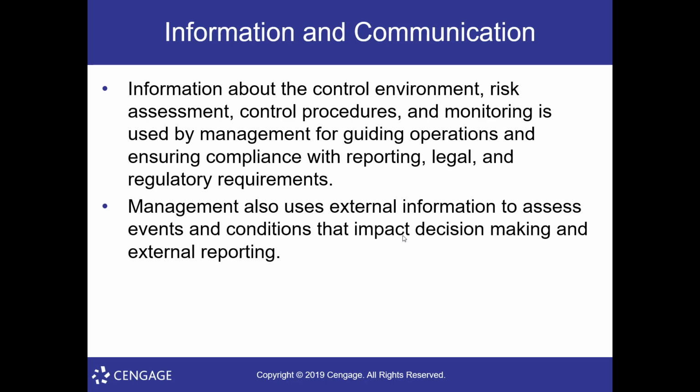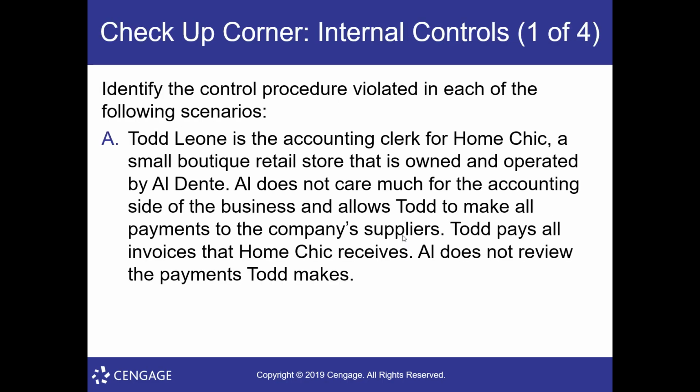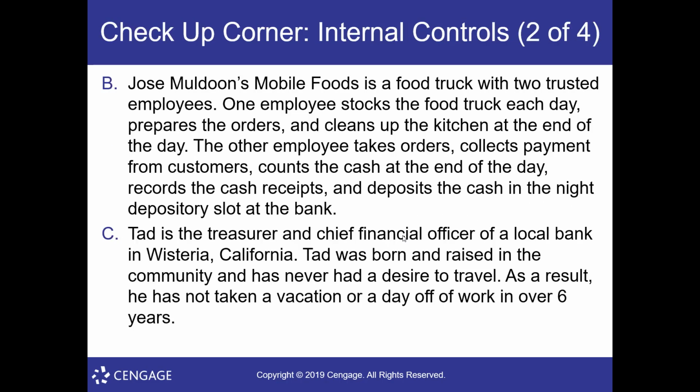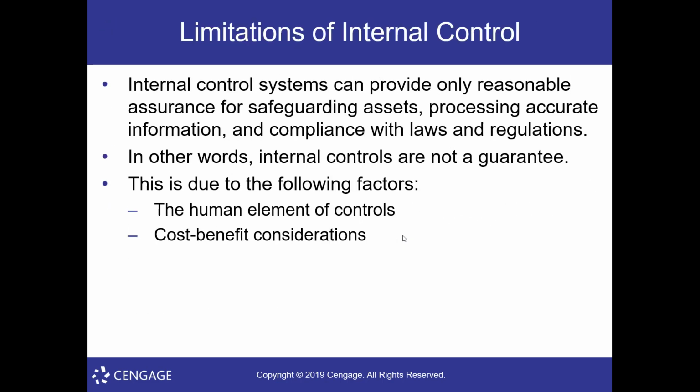So information about control environment, risk, procedures, and monitoring is used by management to guide operations and ensure compliance with reporting, legal, and regulatory requirements. Management also uses internal information in assessing the events. Let's skip the checkup corner.